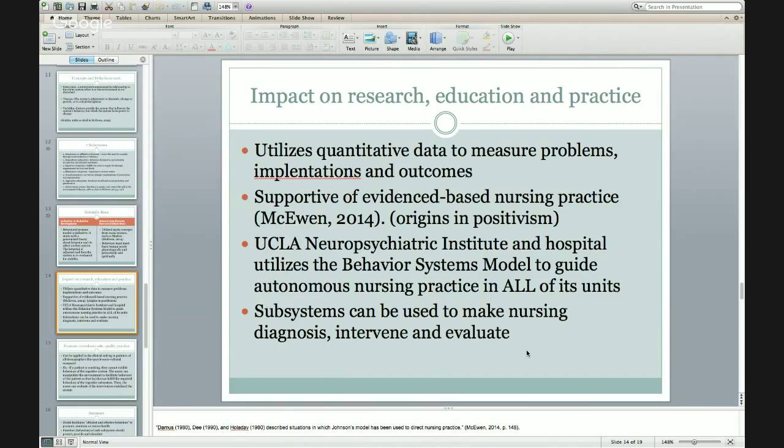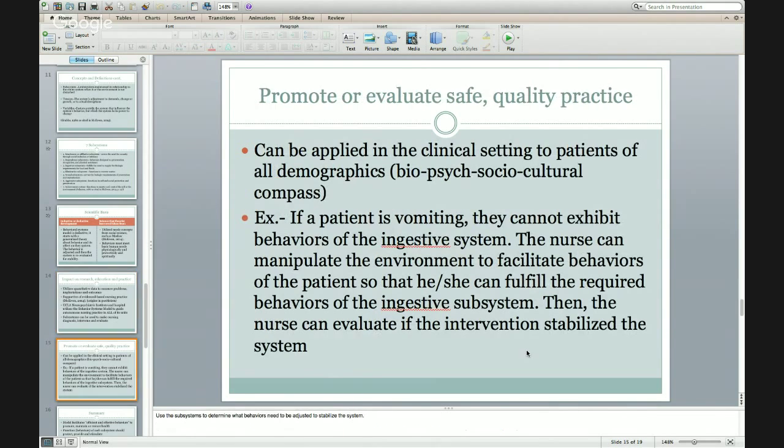UCLA Neuropsychiatric Institute and Hospital utilizes the behavioral systems model to guide autonomous nursing practice in all of its units. Subsystems can be used to make nursing diagnoses, intervene, and evaluate. Promote or evaluate safe quality practice. This model can be applied in clinical settings to patients of all demographics, bio, psych, social, cultural, comprehensive. So it covers everything that we deal with as nurses.